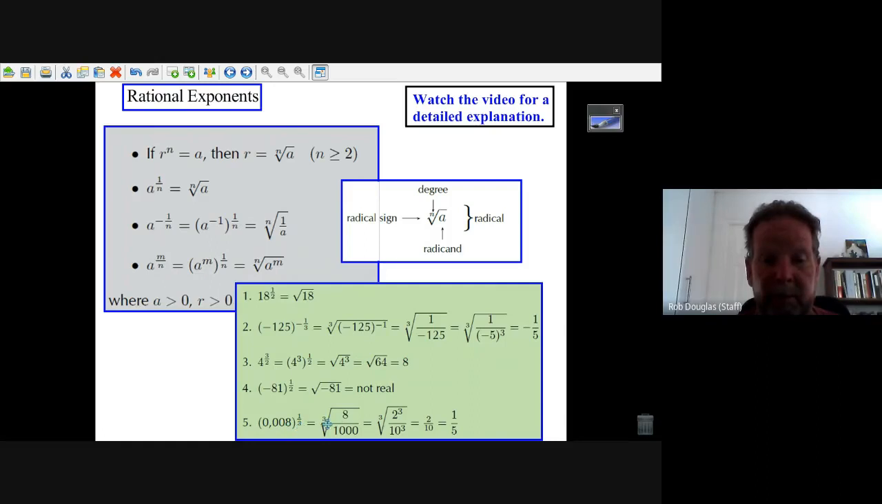0.008, well, it's the cube root, but 8, that's the thousandths place. It's 8 over 1,000. Well, you can take the cube root of the top and the bottom. The cube root of 8 is just 2, and the cube root of 1,000 is just 10, 10 times 10 times 10, and 2 over 10 is 1 over 5.